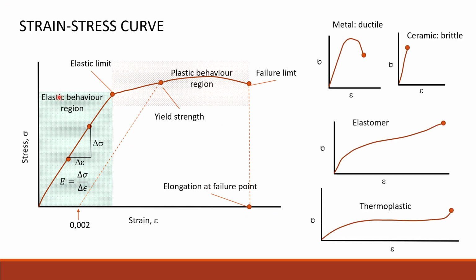The shape of this curve gives us an idea of the classification of materials according to their mechanical properties. So metal is ductile. We have a long elastic regime, then a short plastic regime, and then breaking down. In a ceramic, the elastic regime is relatively long, but then I have practically no plastic regime, because it breaks rapidly, so it's brittle. And then this is the behavior of elastomers and of thermoplastic materials. Okay.